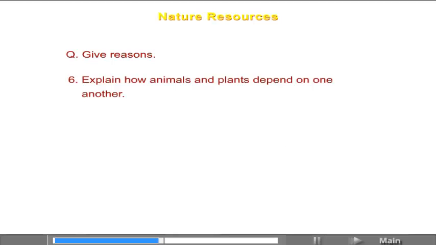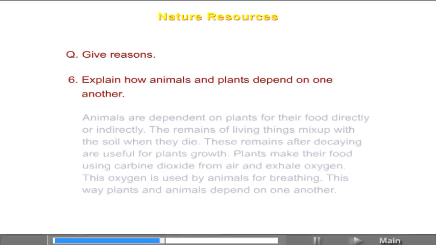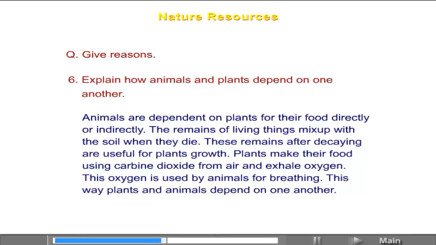Explain how animals and plants depend on one another. Animals are dependent on plants for their food directly or indirectly. The remains of living things mix up with the soil when they die. These remains, after decaying, are useful for plants' growth. Plants make their food using carbon dioxide from air and release oxygen. This oxygen is used by animals for breathing. This way, plants and animals depend on one another.